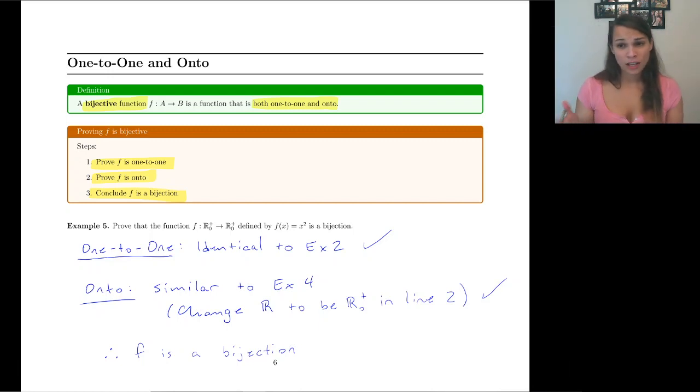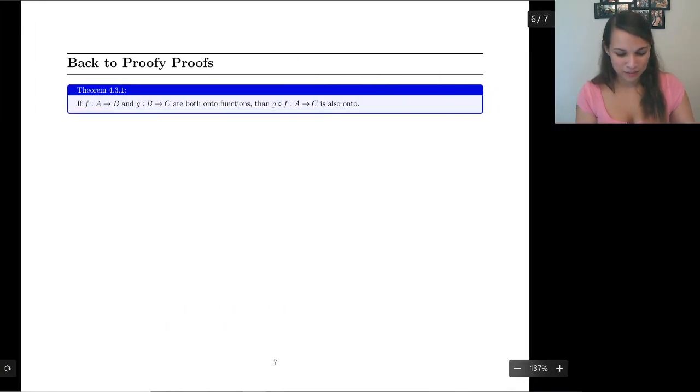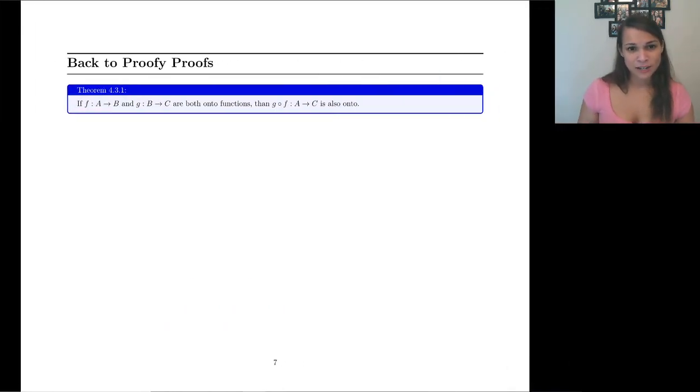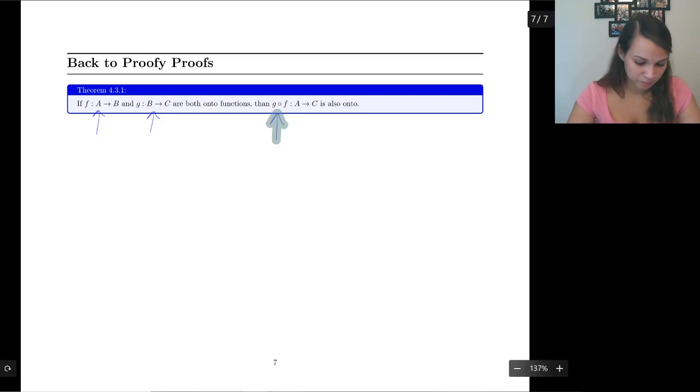Okay, those are all kind of proofy, but let's get super proofy for a moment. Let's think about this theorem. I'm going to claim that if we have a function f and a function g, and they are both onto functions, then the composition is also going to be an onto function. So let's go ahead and prove that.